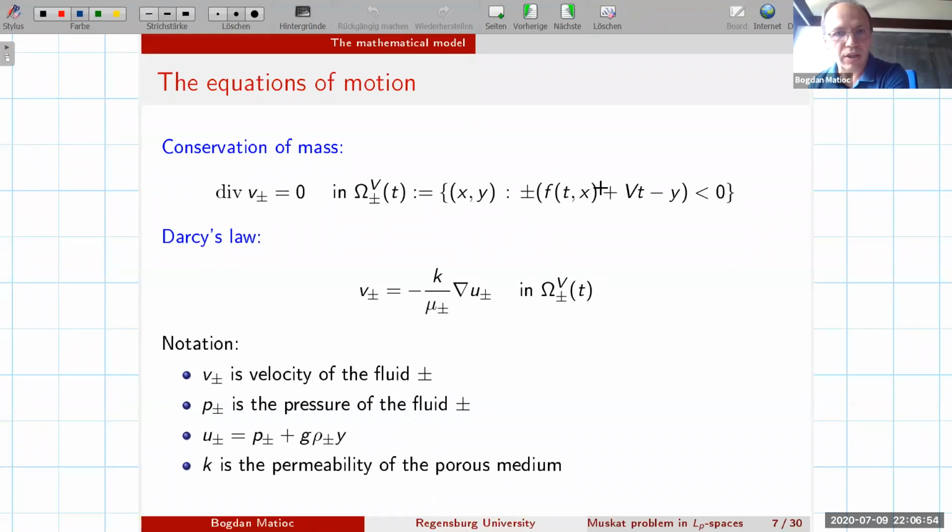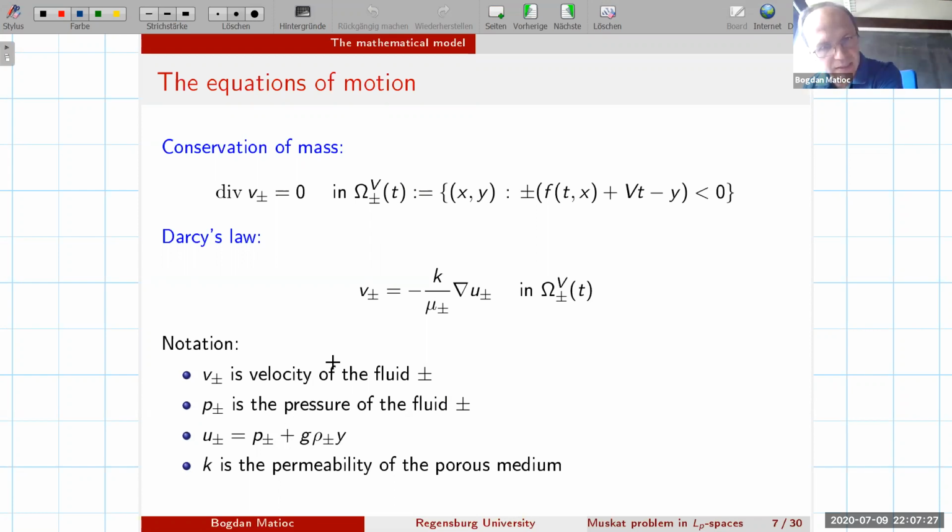Yeah, I should also mention that f is also an unknown of the problem, and as you will see, this is the main unknown of the problem. Now, for fluids in porous media, the Reynolds number is small, and that's why one usually takes, instead of the Navier-Stokes equation, Darcy's law, which is a linear relation between the velocity v and the gradient of u. u is a potential, the sum of the pressure plus this hydrostatic term.